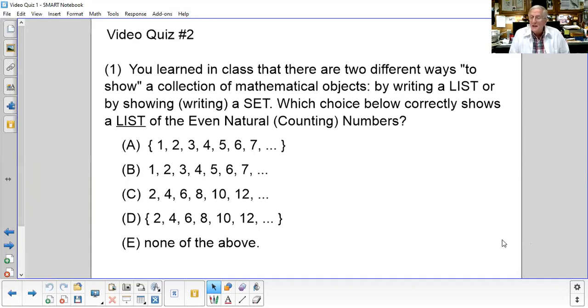It says you learned in class that there are 2 different ways to show a collection of mathematical objects: by writing a list or by showing or writing a set. Which choice below correctly shows a list, not a set now, but a list of the even, natural, or counting numbers? So please jot down your answer for that. And let's go to the next question.